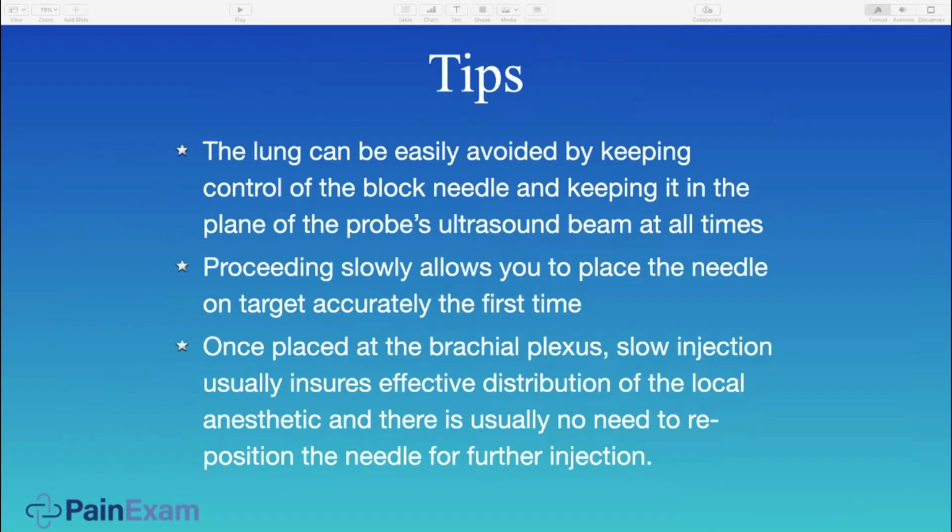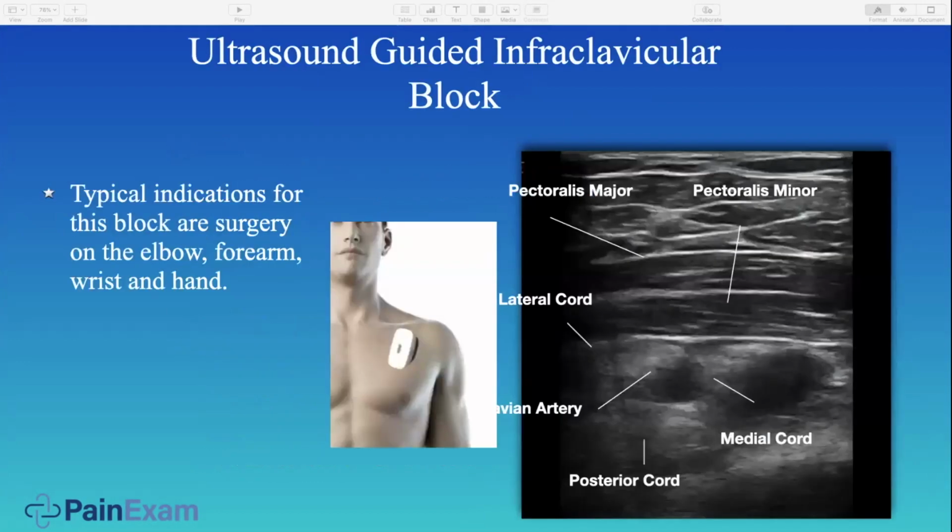So once again, keep the needle in plane with your beam. That's why you need to practice this. Always go slow and inject slowly, especially if you're giving a large bolus of local anesthetic.